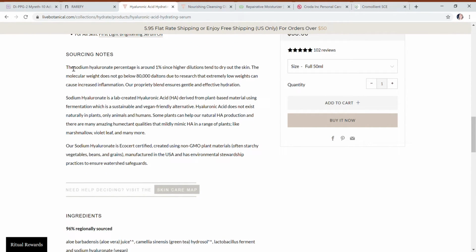And then sourcing notes, the sodium hyaluronate percentage is around 1%, since higher dilutions tend to dry out the skin. That's true. Sometimes if sodium hyaluronate is used at a larger amount and it cannot get the water from the environment, that's what it's drawing. You're trying to draw the moisture from the environment. But if you're in arid climates, there's not much moisture in the environment, so it's going to start drawing water and moisture in from the skin itself, and so that's going to be very dehydrating.